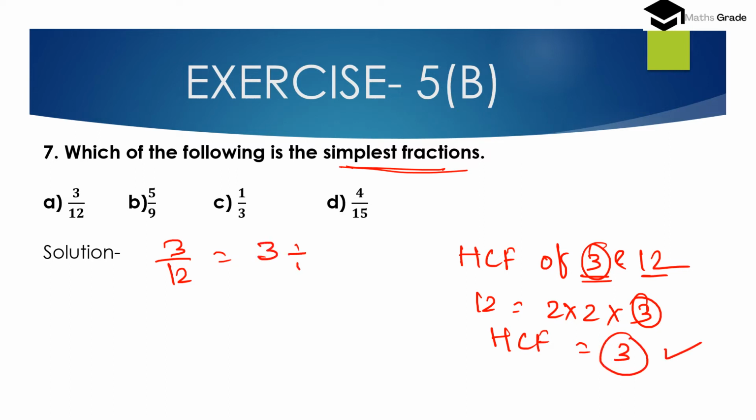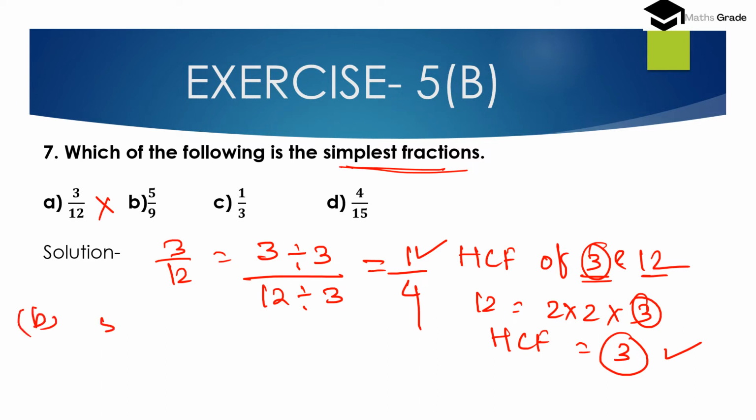Now we have to divide the numerator 3 and the denominator 12 by the highest common factor. So 3 divided by the highest common factor 3, and 12 divided by the highest common factor 3. 3 divided by 3 is 1 and 12 divided by 3 is 4. So 1/4 is the simplest form of the fraction 3/12. So 3/12 is not in the simplest form. So this is incorrect. Now option B.